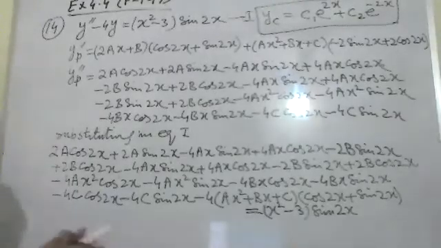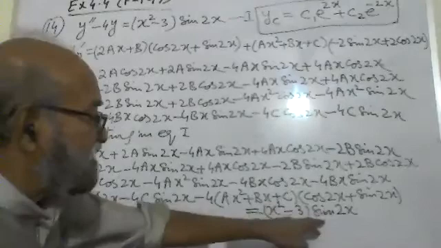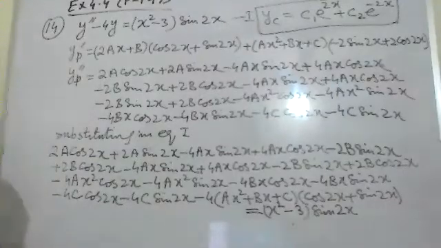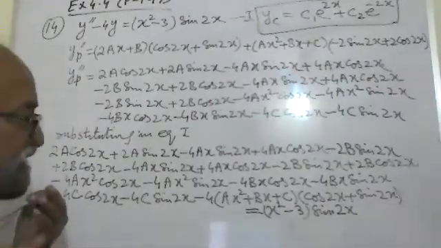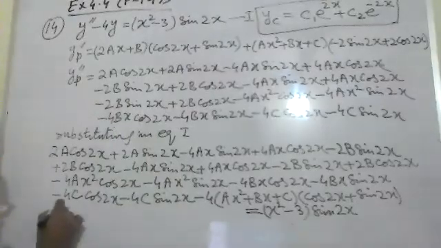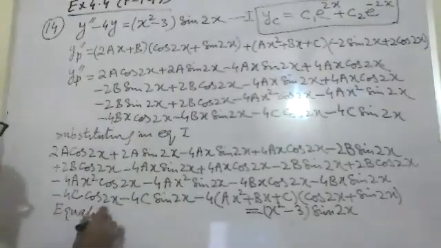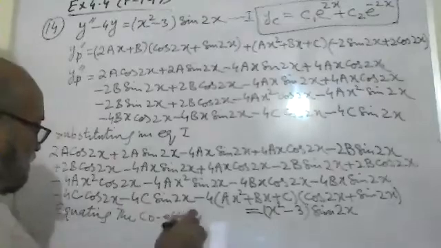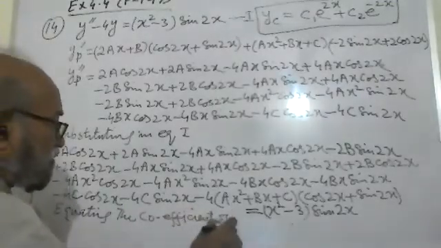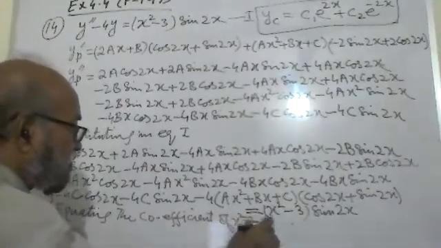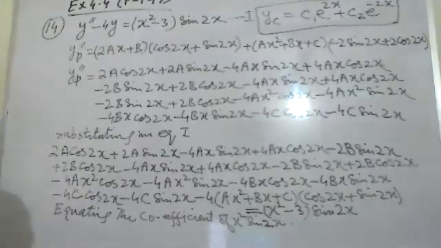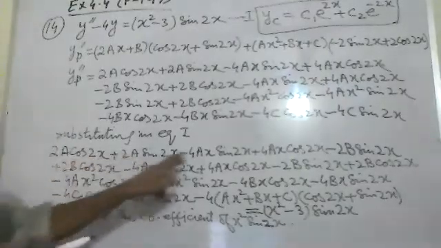Now we will equate the coefficient of x square sine 2x. If you open it, it will become x square sine 2x and minus 3 sine 2x. We will equate the coefficients of x square sine 2x.